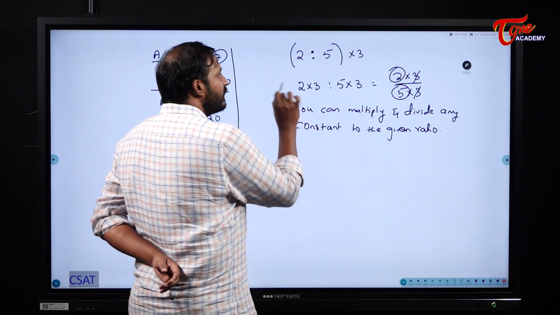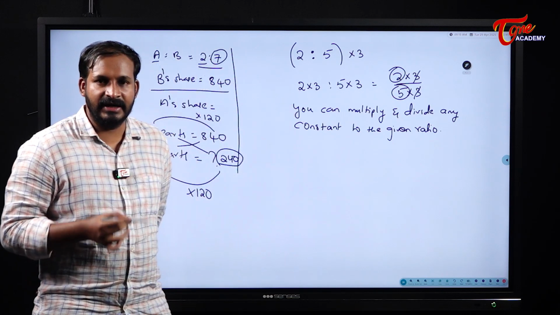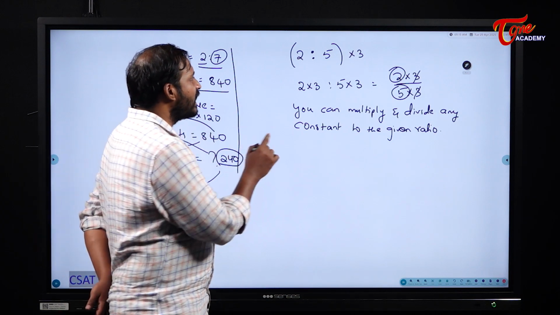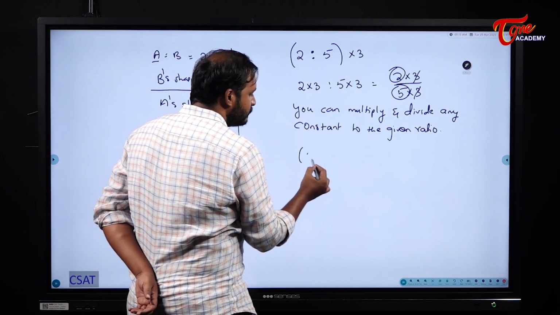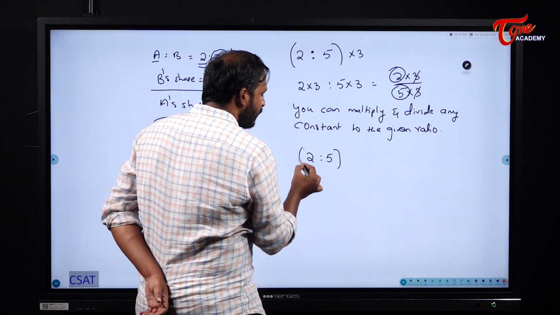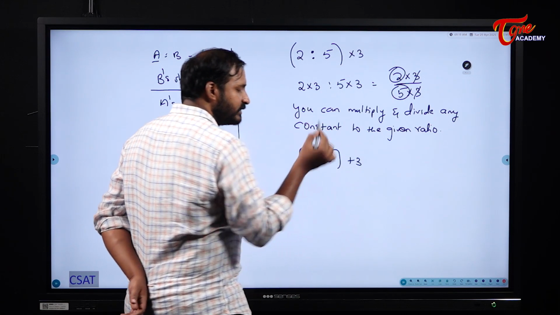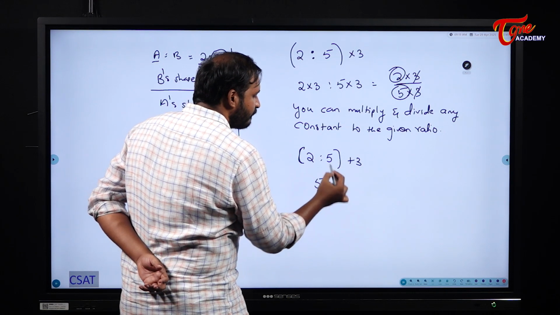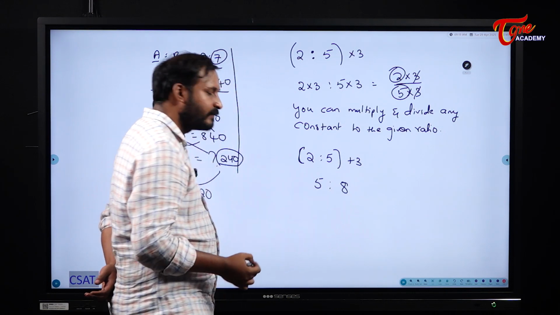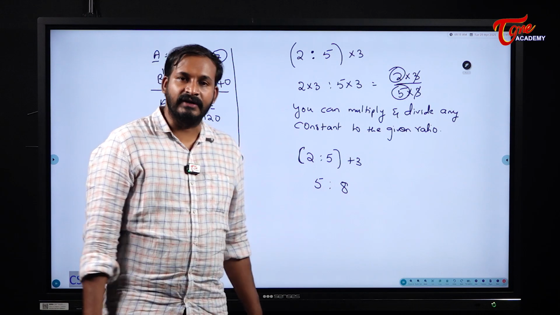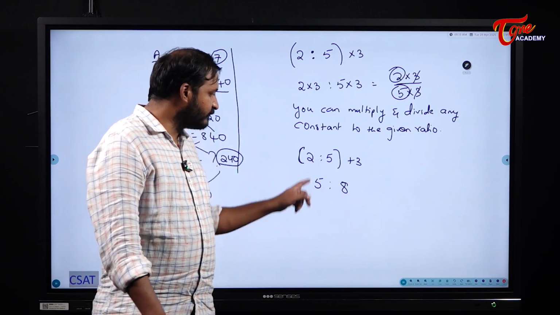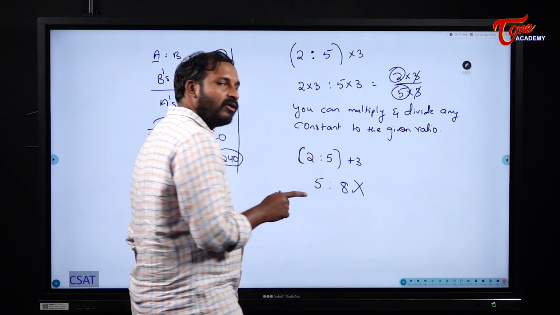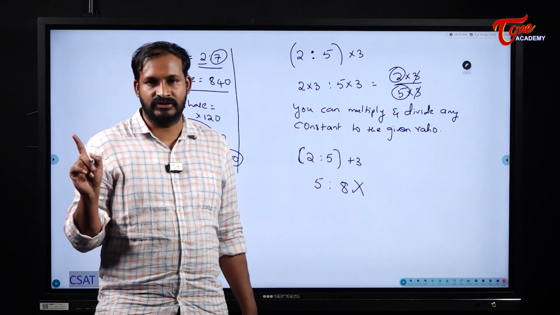Now, you can multiply and divide, but you should not add or subtract. Why? Because if you add or subtract a constant, for example, if I have 2:5 and I add 3 to this ratio, what happens? 2 plus 3 becomes 5, and 5 plus 3 becomes 8. Is 2:5 equal to 5:8? No. So that means you cannot add or subtract a constant to the given ratio.